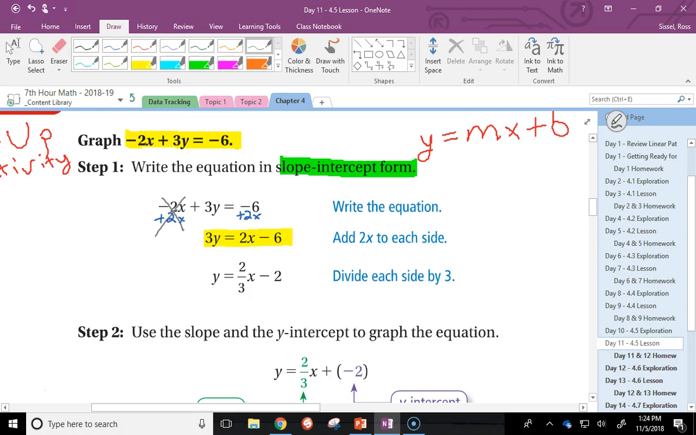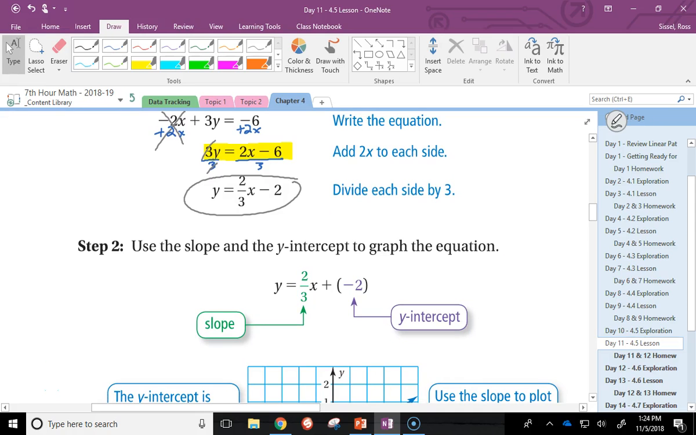I don't even want to know what 1 of the y's equal. So we go ahead and we divide by 3. And when I do 3y divided by 3, they cancel out and I get just y. 2x divided by 3, I can't do 2 divided by 3. So I get the fraction 2/3 x. And I have negative 6 divided by 3, which leaves me with just negative 2. That is in slope-intercept form.